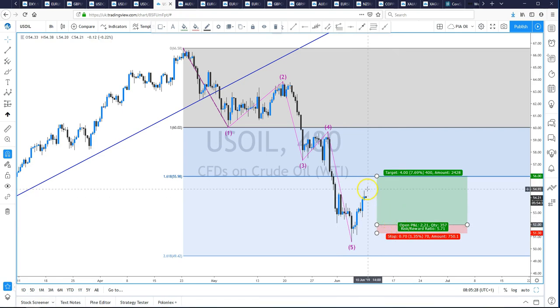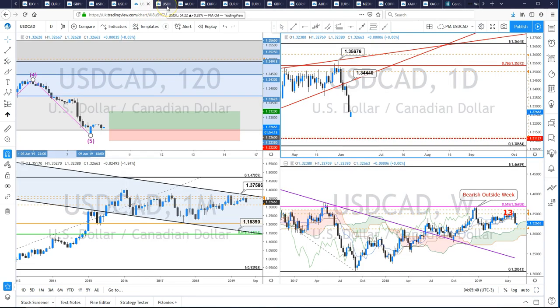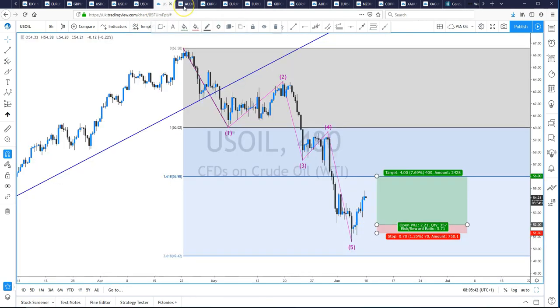So we've actually got an intraday buy trade targeted in oil. 52 the figure, 51.30 stop, and then a 56 the figure target. And that should play out sort of opposite of what we're seeing in dollar CAD.